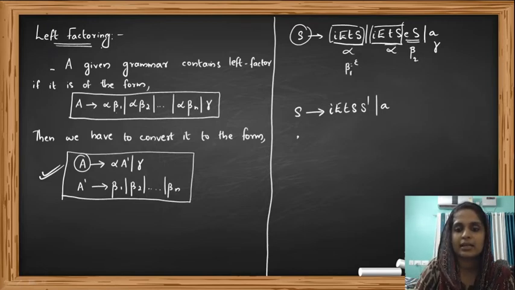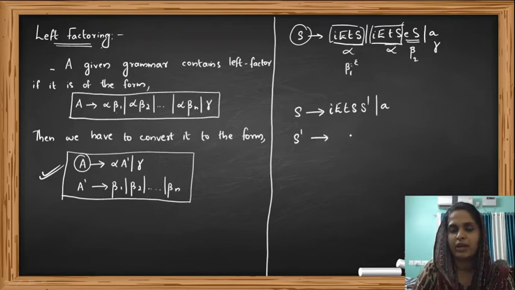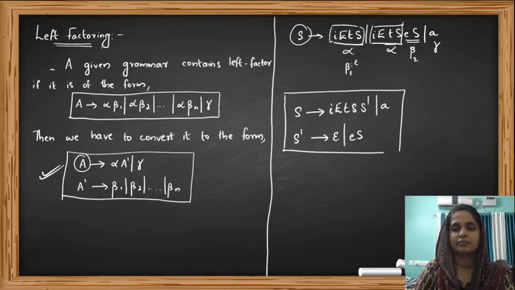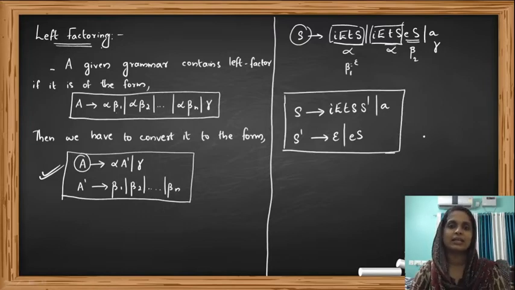So we can write it as S dash produces beta 1 bar beta 2. We have only two betas, so beta 1 bar beta 2, and beta 1 is epsilon and beta 2 is eS. So this is the final answer. This is a grammar which doesn't contain any left factor.